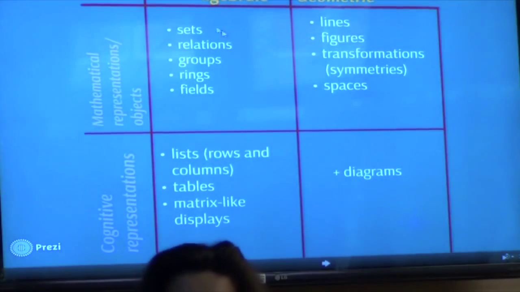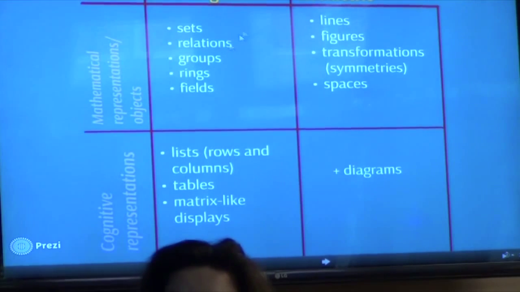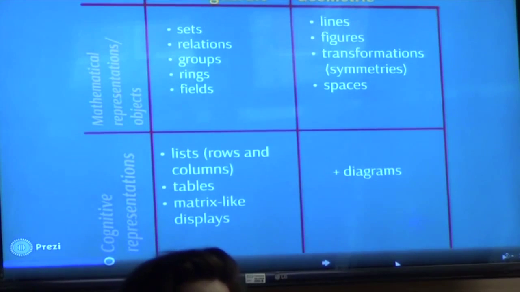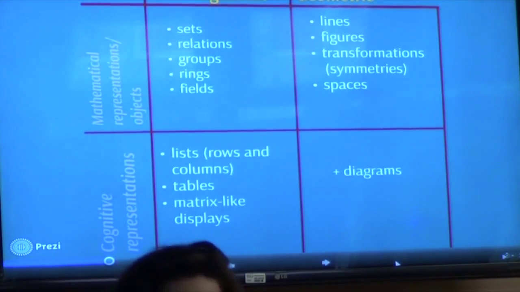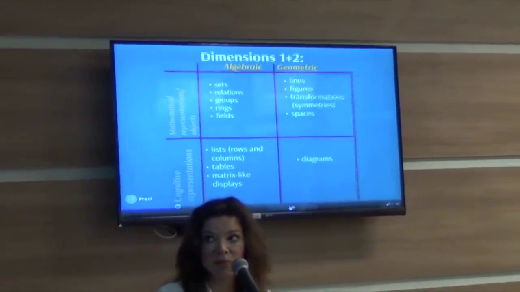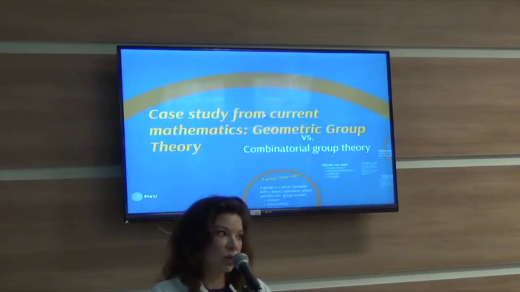Well, this is another table, maybe with more examples. So again, mathematical and cognitive representations, algebraic and geometric. In algebra, we are dealing with sets, relations, groups, rings, fields. Well, so far we know groups. Whereas in geometry, we are dealing with lines, figures, transformations, symmetries, spaces. And algebra operates with symbols, lists of symbols, tables, matrices, displays. But in geometry, we can have all these things, but we also have diagrams. Of course, in algebra you can have some diagrams, but geometrical diagrams are different. And maybe we have more diagrams in geometry than in algebra. All that I said so far is just a very traditional view on what algebra and geometry are.